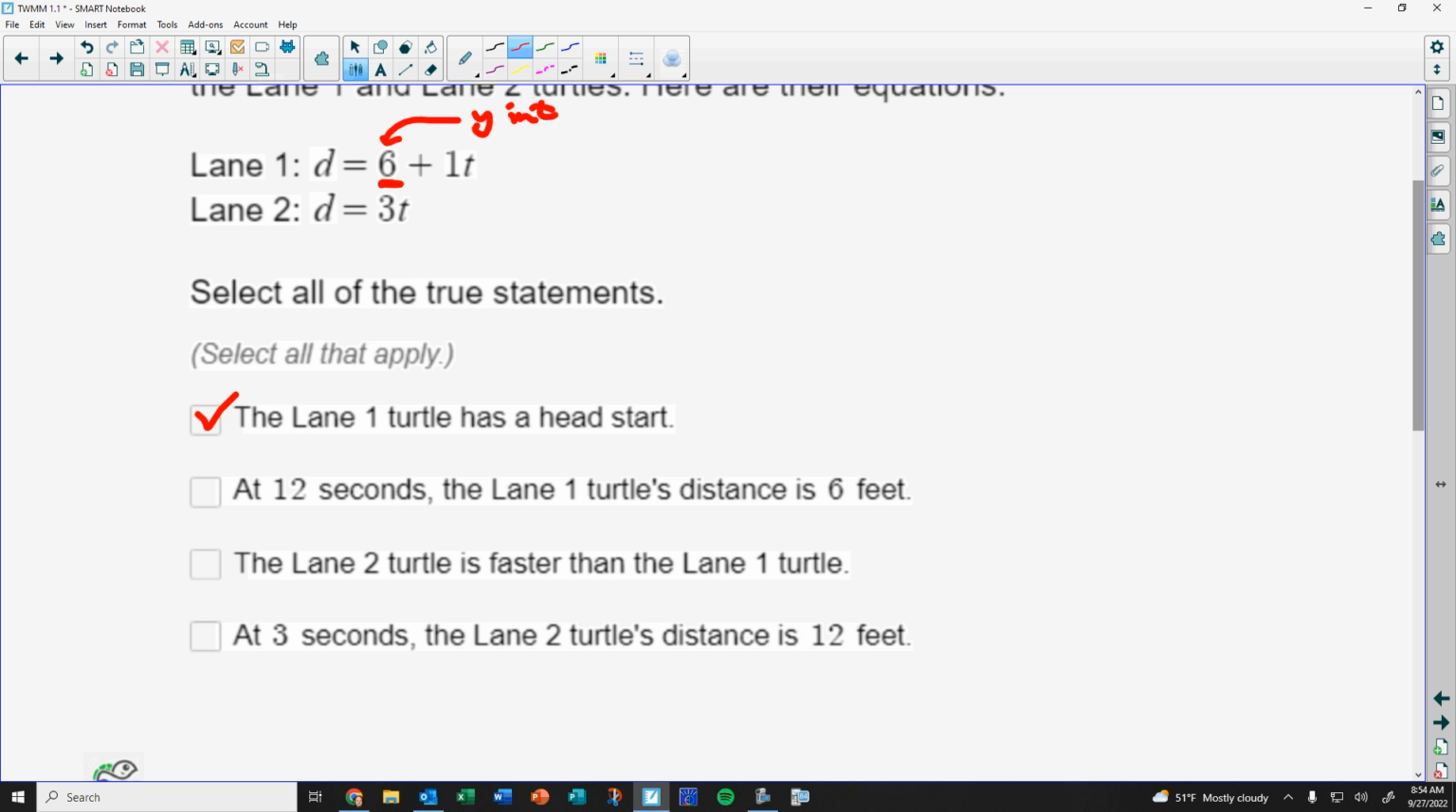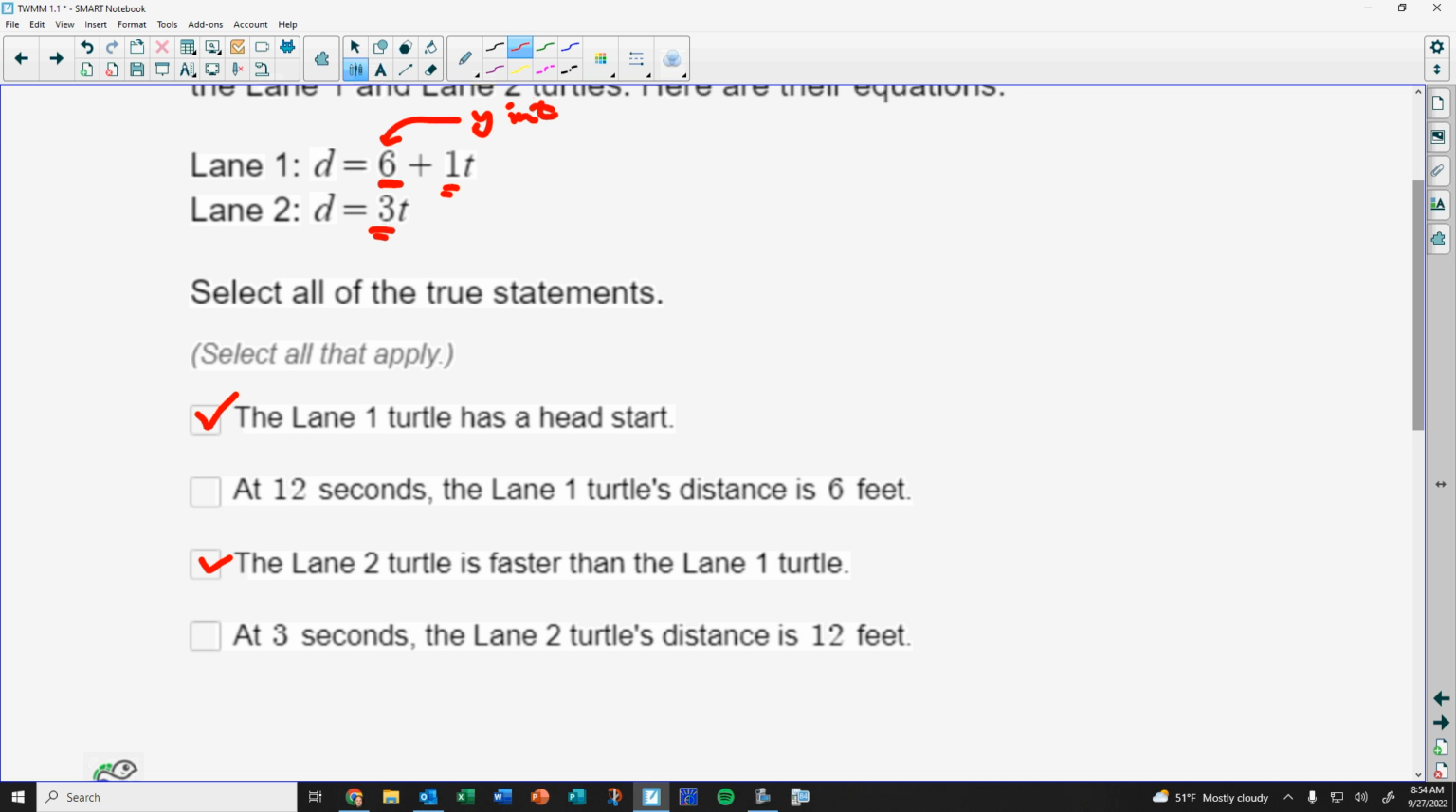Yeah, if I plug a 12 into here, what's 1 times 12? 12 plus 6. 18. So it's not 6, it's 18. So, yeah, you don't check that. Lane 2 turtle is faster than the turtle in lane 1. How many people check that? You should have it checked. Lane 2 speed is 3 feet per second. Lane 1 is 1. So it's faster.